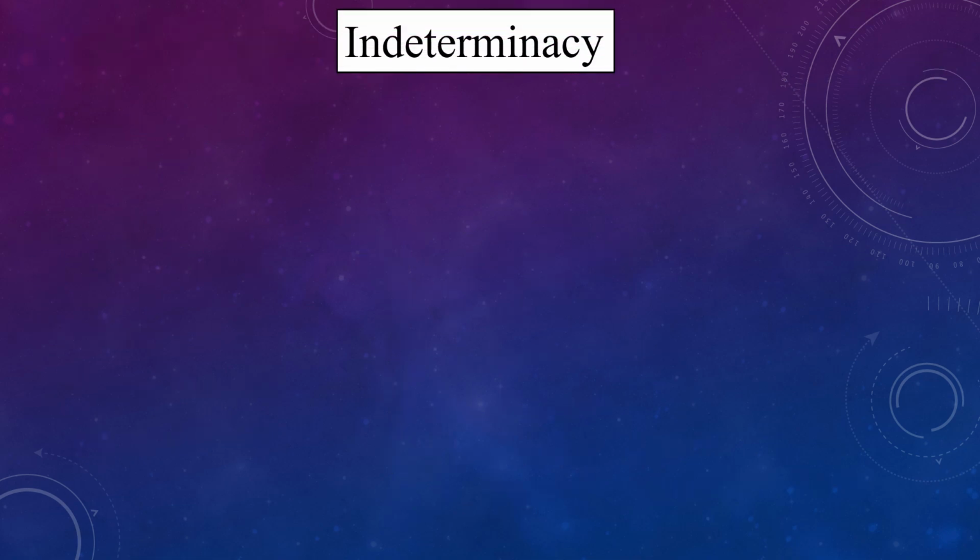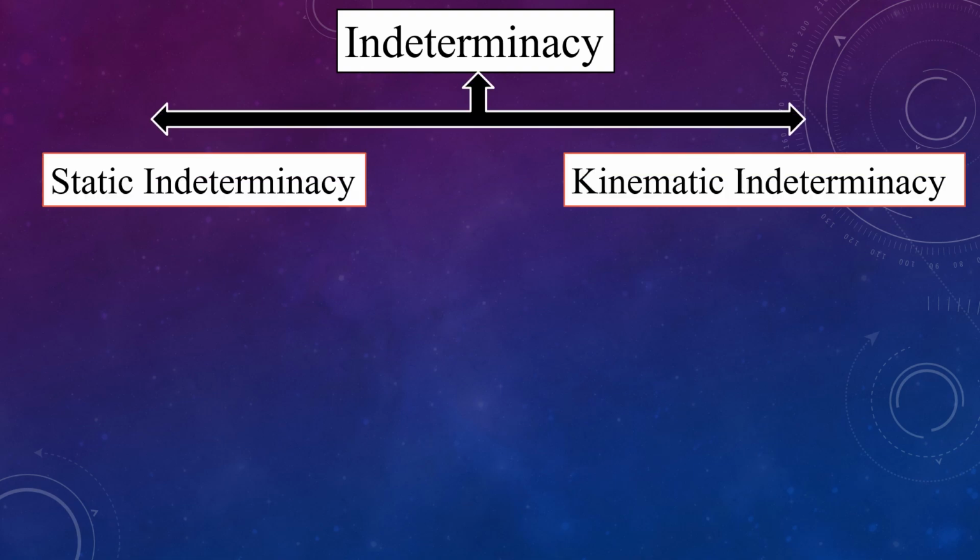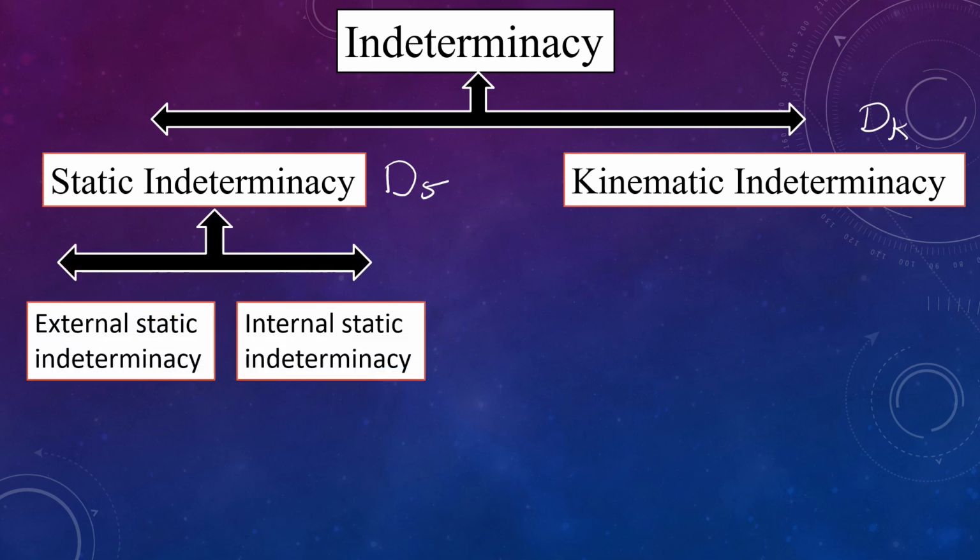Then next, on the basis of indeterminacy, there are two types. First one is static indeterminacy and second is kinematic indeterminacy. Static indeterminacy is represented like this, Ds, and kinematic indeterminacy is represented as Dk. Then static indeterminacy is divided into two types. First one is external static indeterminacy and second is internal static indeterminacy.